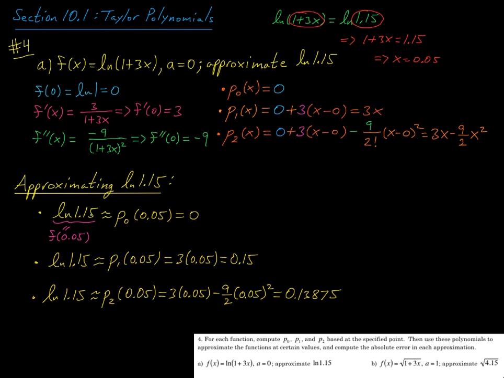Okay, so that's then approximately p0 of 0.05, and since p0 is a constant function, right, this approximation is just simply 0.